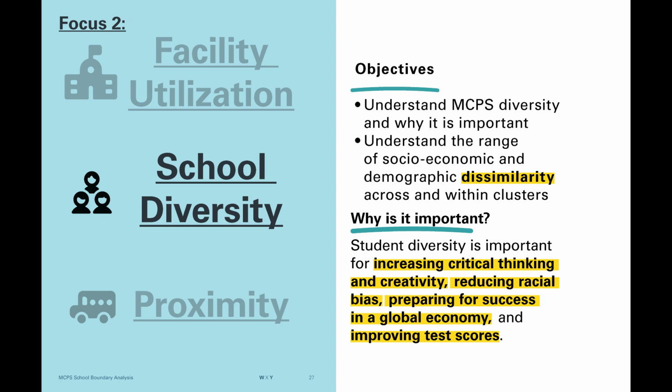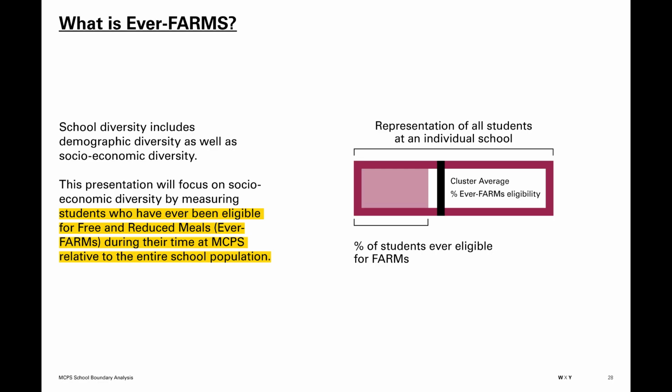Although it's just one of many indicators of diversity, as an example for this exercise, we'll be looking specifically at socioeconomic diversity. Our measure for socioeconomic diversity is Fver-FARMS, based on the numerous academic studies that have used Fver-FARMS as a good indicator of economic diversity. Fver-FARMS means the number of students or the percentage of students who have ever been eligible for free and reduced meals in Montgomery County Public Schools.